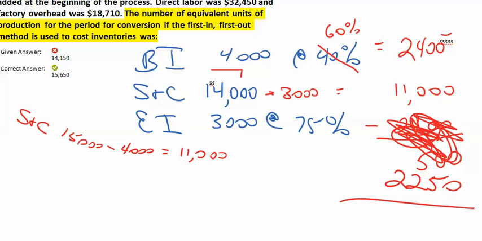So if I add all my production together, I'm going to have 5, 4 and 2 is 6, 2, 3, and 2 more is 5. So I get 15,650.